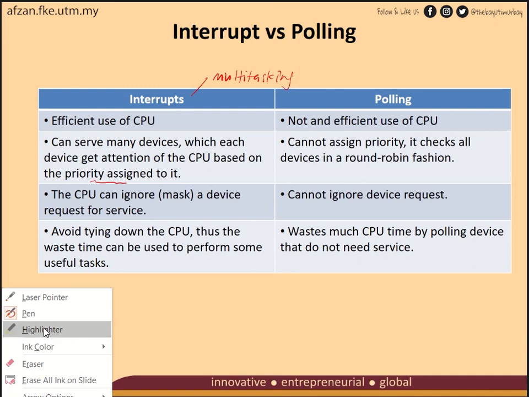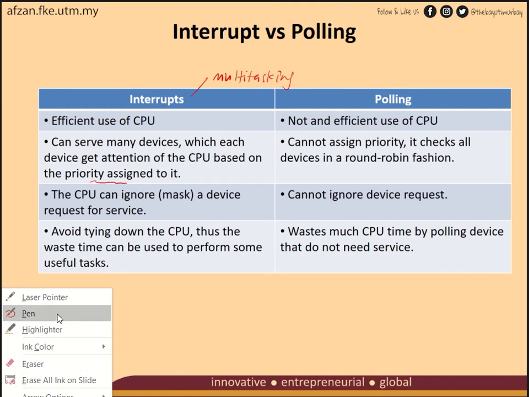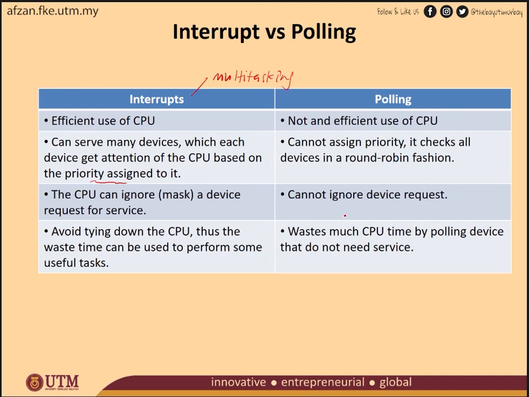But for polling, you cannot ignore the device request. Means that if the device is requesting to do a certain task, the CPU will continue to do task A, and then after task A is finished, it will continue to do task B. There are two different things here between interrupt and polling. And this one avoids tying down the CPU, thus the waste time can be used to perform some useful task, compared to this one, which wastes so much CPU time by polling devices that do not need the service.